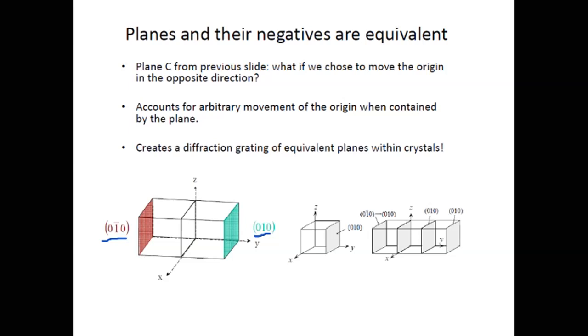So you get a series of planes that are equivalent, and that's how your diffraction grating works for X-rays. The X-rays come through, for example, the X-rays come in and strike all of these 0, 1, 0 planes. So these are all X-ray photons striking the plane in the same position.